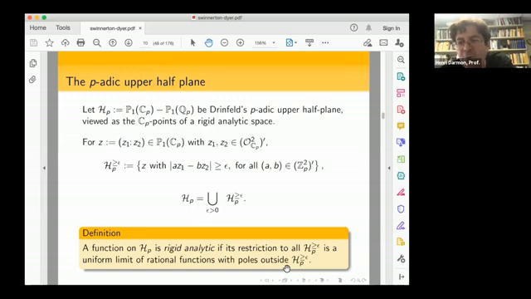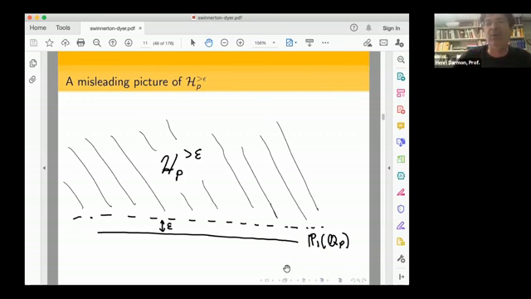So I'm going to say now a little bit more about these regions and what they look like. And I'm going to begin with a misleading picture of this HP greater than epsilon. So you might think of it as a P-adic counterpart of the usual Siegel domains that one encounters when studying the complex upper half plane. So if you visualize the P1 of QP as the analog of the real line and HP as the analog of the upper half plane, although it's really two copies in some sense, then this HP greater than epsilon can be imagined as this set of points that are at some distance epsilon away from the boundary.